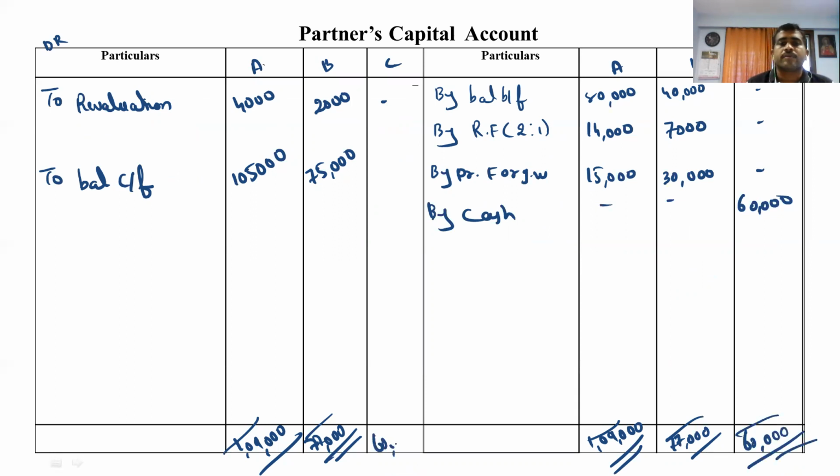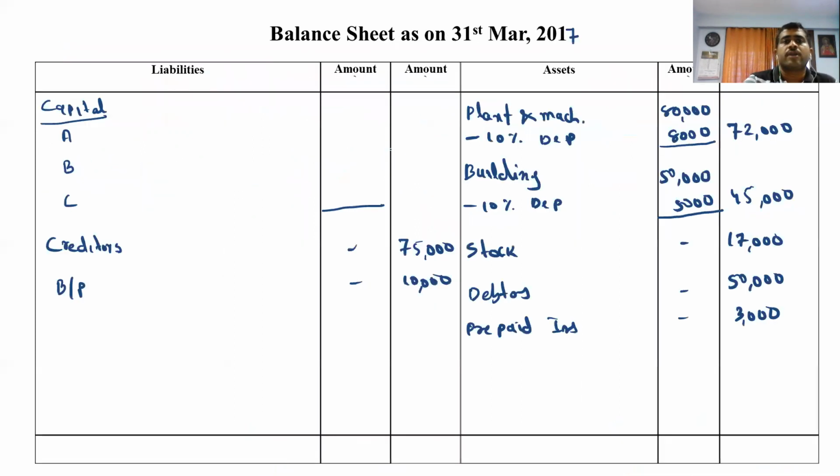Here also, balance will come 60,000. This balance we have to take to balance sheet. So A comes how much? 1,05,000. B comes how much? 75,000. And C comes how much? 60,000. So we can make the total. 1,05,000 plus 75 plus 60. It comes 2,40,000.